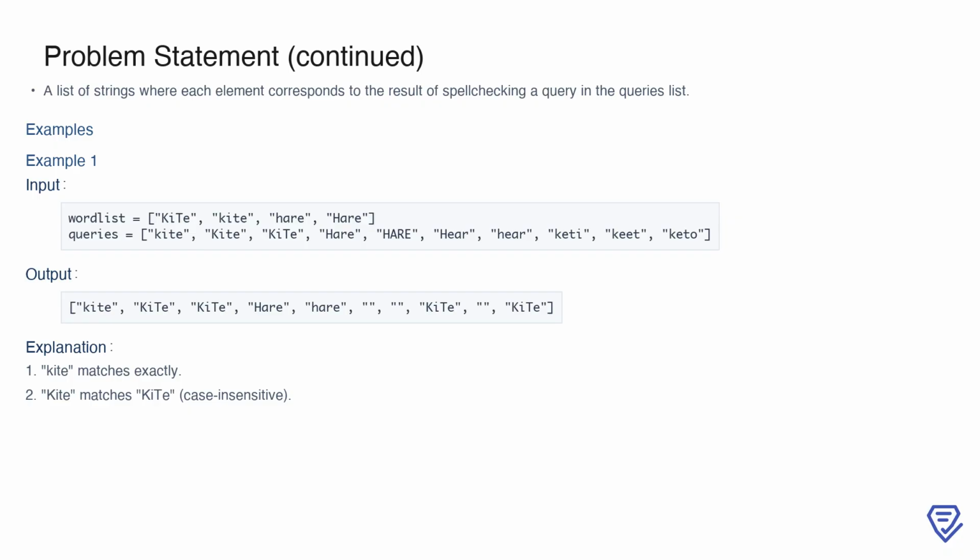To understand this better, let's look at an example. Suppose the word list contains the words kite, Kite, hair, and the queries list contains words like kite, Kite, KITE, hair, Hair, here, ketty, keet, and keto. The output for this input is a list where the first query, kite, matches exactly with kite in the word list. The second query, Kite, doesn't match exactly but does match kite when case is ignored, so kite is returned. Similarly, KITE matches exactly, and hair matches exactly as well. For Hair, there's no exact match, but a case-insensitive match is found with hair.